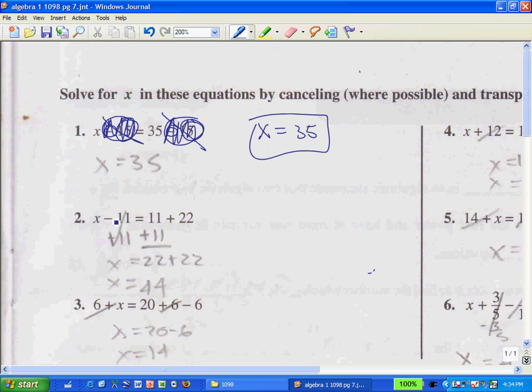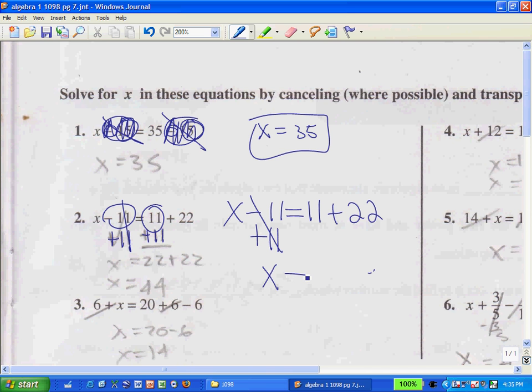Here we've got a negative 11 and a positive 11, so you can't cancel out there. You've got to transpose. Transpose is just a fancy word for saying add 11 to get rid of the 11 on this side, and add 11 to the other side to keep it equal. So we have the equation x minus 11 equals 11 plus 22. So x minus 11, we're going to plus 11 here. That's going to get rid of our 11 and allow x to be isolated on one side. But we're going to add 11 to this side too, because what we do to one side, we have to do to the other.